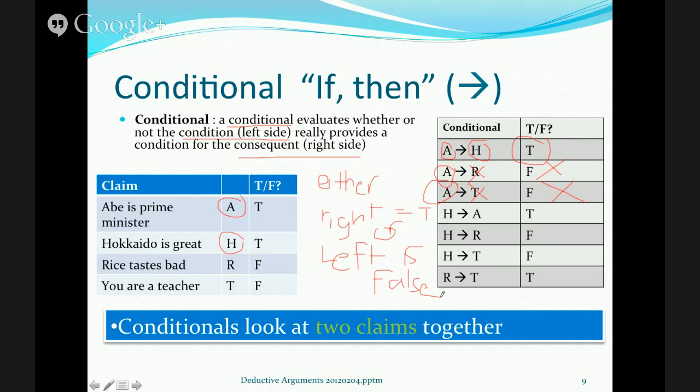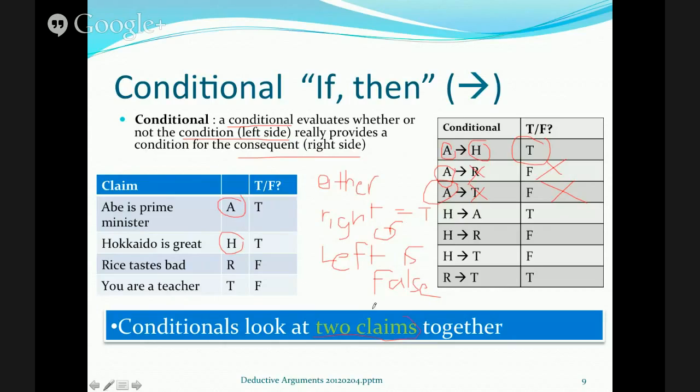So why am I saying this is strange? The reason this is strange is this means the following conditional is true. If Dr. K is governor of Hokkaido, then everyone gets free ice cream. And this one is also true. If Abe were not the prime minister of Japan, then we would not need to pay taxes. So these claims are a little bit strange. So we'll talk about that more in class.